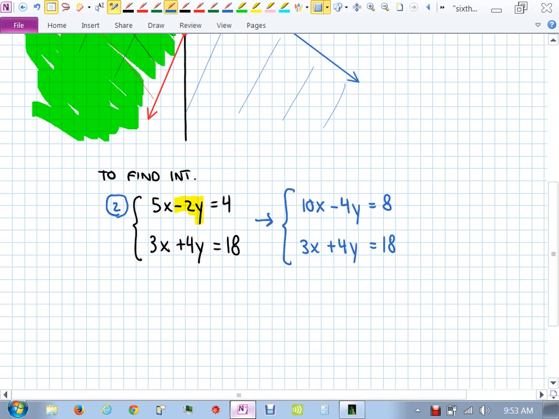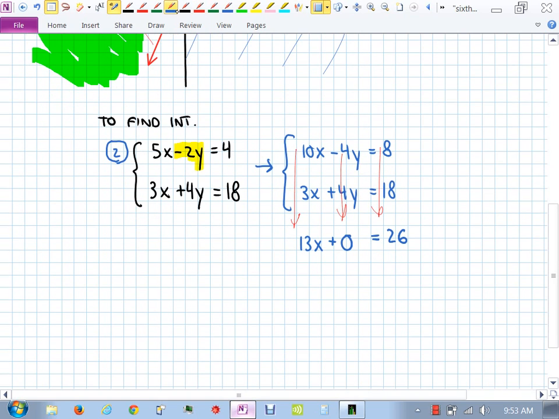And now you add straight down. So if we add straight down, we get 13x equals 26, right, because the y's cancel. I'm adding straight down. And now when I say 13x equals 26, I can divide both sides by 13 and get 2.